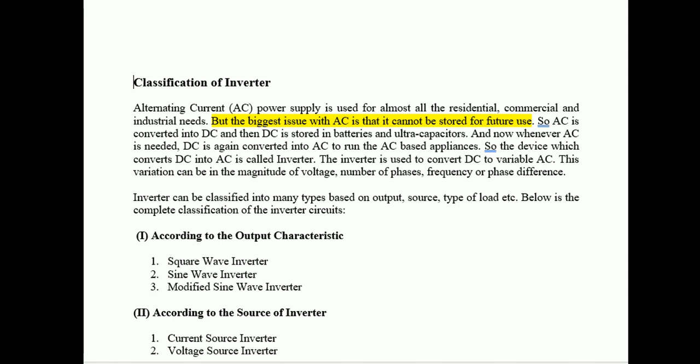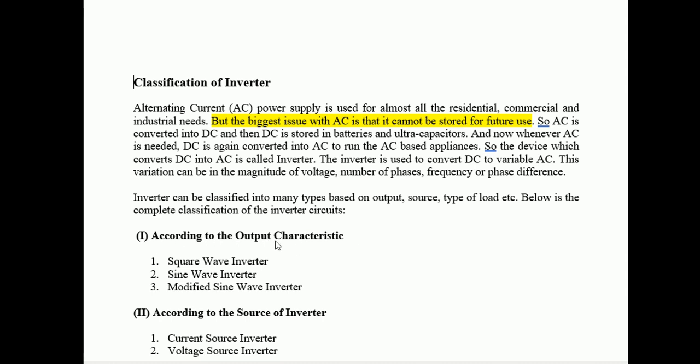Again, why AC? AC is very much popular. We have AC systems for distribution. We have the whole distribution system, the power system, of alternating current because of its various benefits. That is another topic: why AC, why not DC? So we are not discussing that thing. That is previous stuff. Okay.